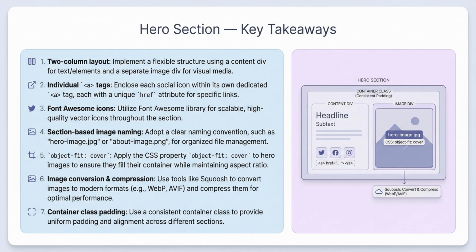And that wraps up the hero section and the box model padding concepts. To recap, structure your hero section as 2 columns, give every icon its own anchor tag, use Font Awesome for clean icons, name your image files clearly by section, use Object Fit Cover to handle image sizing, use Squoosh to fix format issues and reduce file size, and rely on your container class to keep spacing consistent across the whole page.